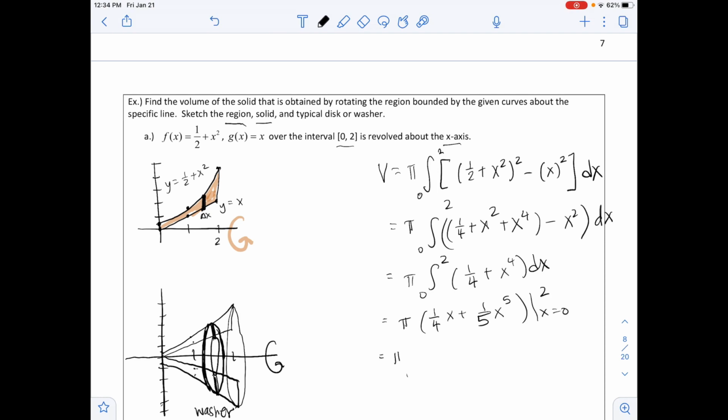And then going ahead and substituting in 2 first, we have 1/4 times 2 plus 1/5 times 2 to the 5th, minus pi times, and then substituting in 0, we just get 0. And so working this out, we're going to end up with pi times 1/2 plus 32 over 5. Getting a common denominator, combining those, we're going to end up with 69 over 10 pi.